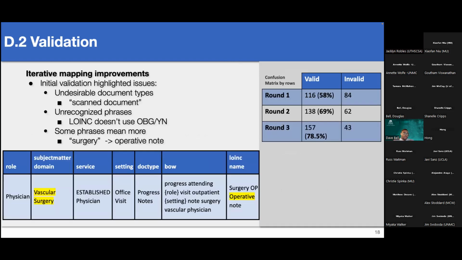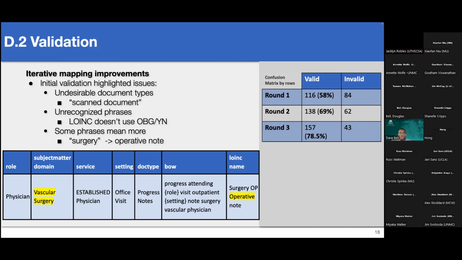Things did not always look as you saw in the previous slide, where it was 85%. We have done multiple iterations of validations that have highlighted some issues that we've resolved, and that has improved our performance. So the first round was basically a coin flip, and that was just our first run. We got things just pushed out. The second round, we worked on getting rid of some undesirable document types, which is mostly scanned documents. After that, we started looking at things that weren't recognized by LOINC, such as OBGYN as a phrase itself. Instead, it needed to be obstetrics and gynecology.